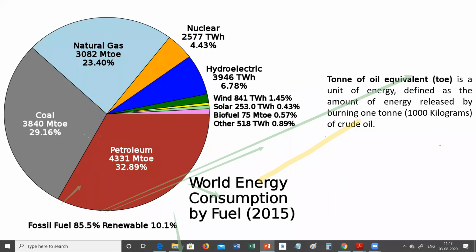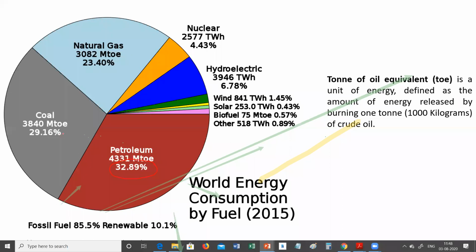Next is the world energy consumption by fuel. The world's energy need is not only electrical energy; it is for transportation, heating, and even heating water at home. Look at how these needs are met here. About 32.89% of the energy need is provided by petroleum, which consists of diesel or petrol. This part is very big because the need for transportation is very large.